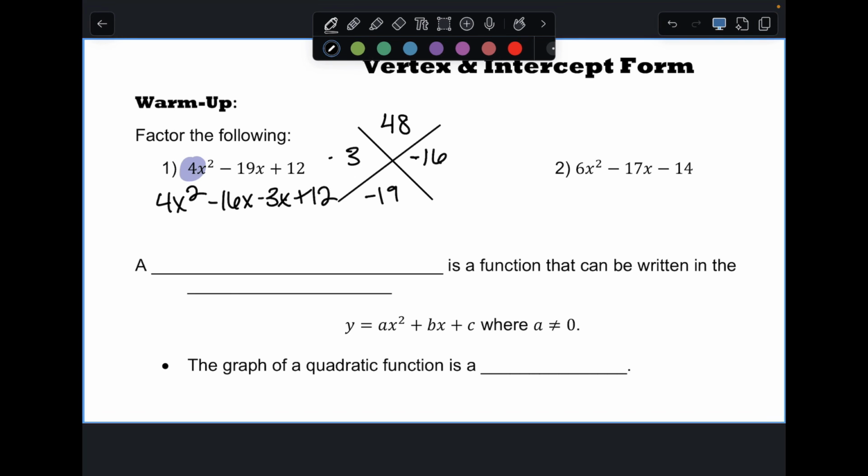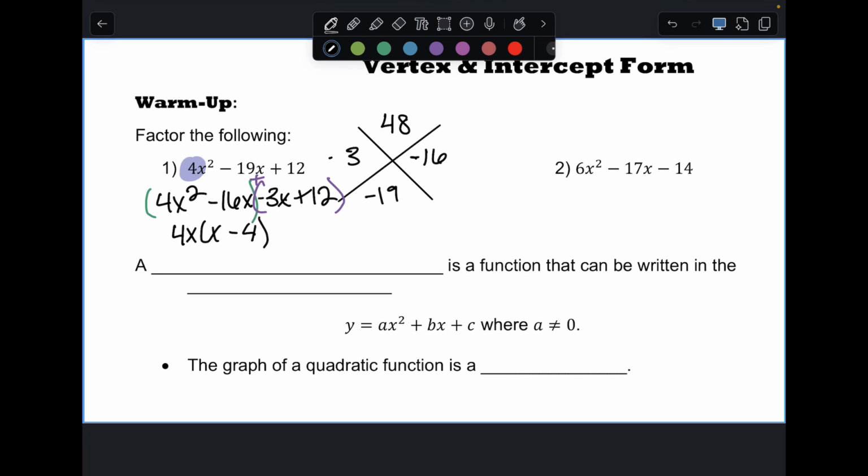And now I took my trinomial and I made it into 4 terms. With 4 terms, what should I do? What method? Group. Group my first 2, group my last 2, put a plus sign in between if I need to. Out of the first group, what's my GCF? 4x, perfect. And I would be left with x minus 4.